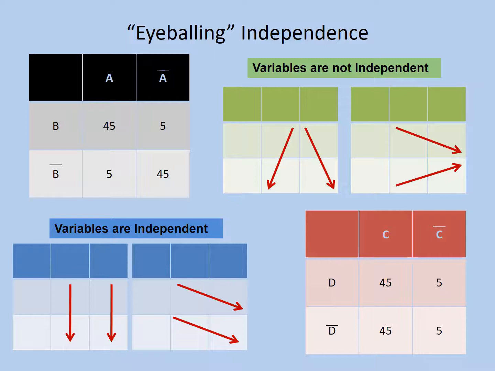Similarly, in column A bar of the bottom right table, the cell frequency stays the same at 5 when going from one row to the other, so we again draw a straight vertical arrow to indicate no change. Since both these straight line arrows go in the same direction, or more specifically are parallel, we can conclude that the two variables being considered are independent.